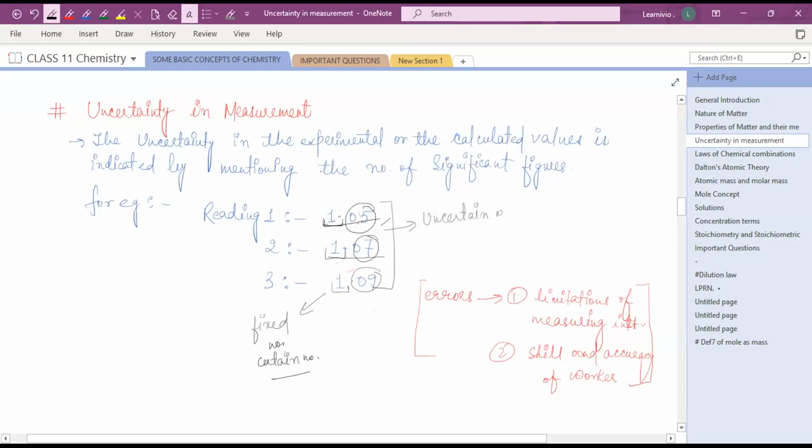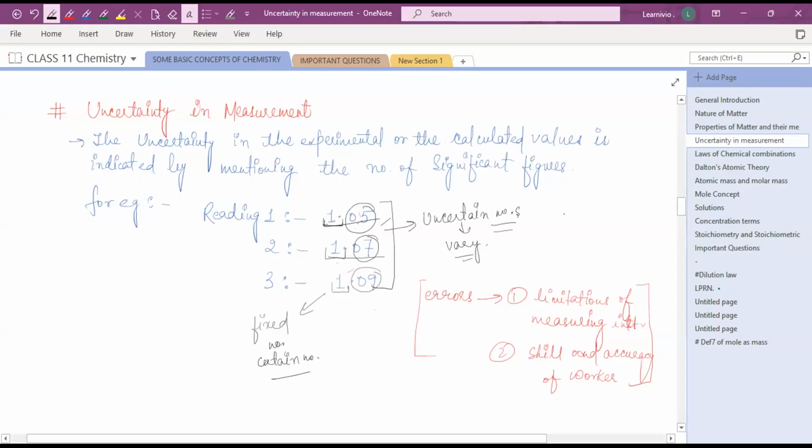These are uncertain numbers, right? They vary, so this is not fixed. If we are doing any experiment, we observe some readings, and the readings contain two types of numbers: fixed number, which is certain number, and the uncertain number, which is not fixed, right? So every experimental measurement has some amount of uncertainty associated with it.